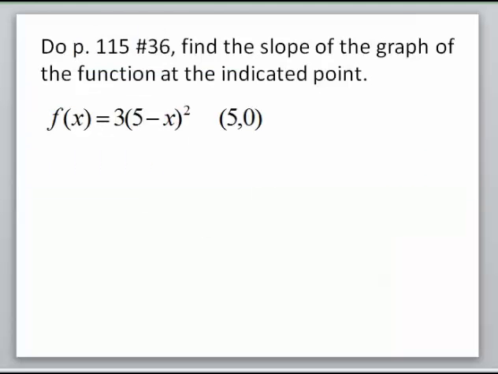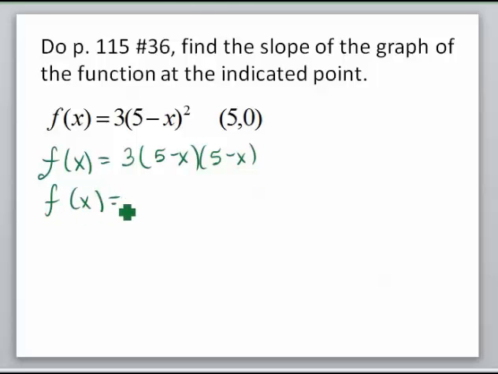Next problem says find the slope of the graph of the function at the indicated point. So it's asking me to take the derivative. That's what it means, find the slope of the graph. And then they're asking me to plug in 5 for my x value. So I can't take the derivative of this yet. We will be able to learn some more rules later, but we're not ready for those. So in order to take this derivative, what I'm going to need to do is FOIL this out.